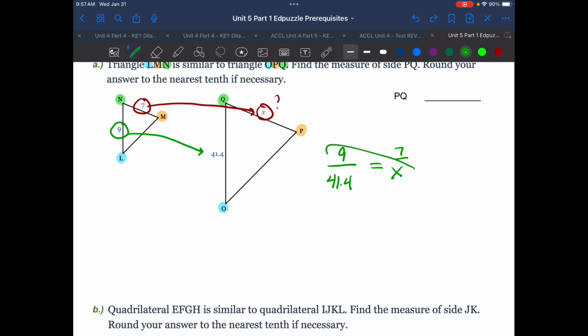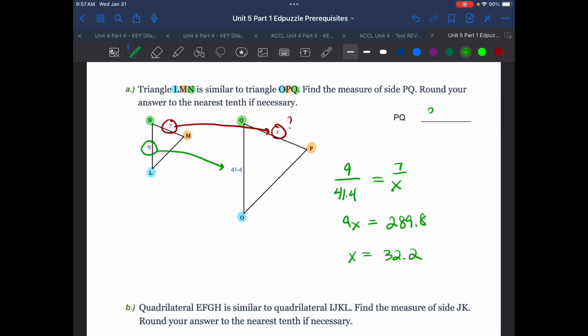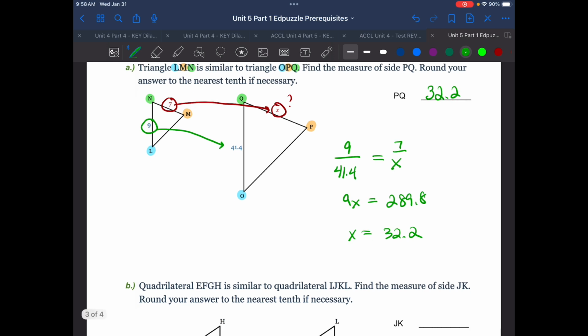Okay, here we go. We're going to cross multiply. So 9 times x is 9x. And now I'm going to have to do 7 times 41.4. Okay, and that's 289.8. Okay, and we're going to solve by dividing both sides by 9. And that's going to give us 32.2. Now, guys, I did not have to round that on my calculator. That's exactly what it is.